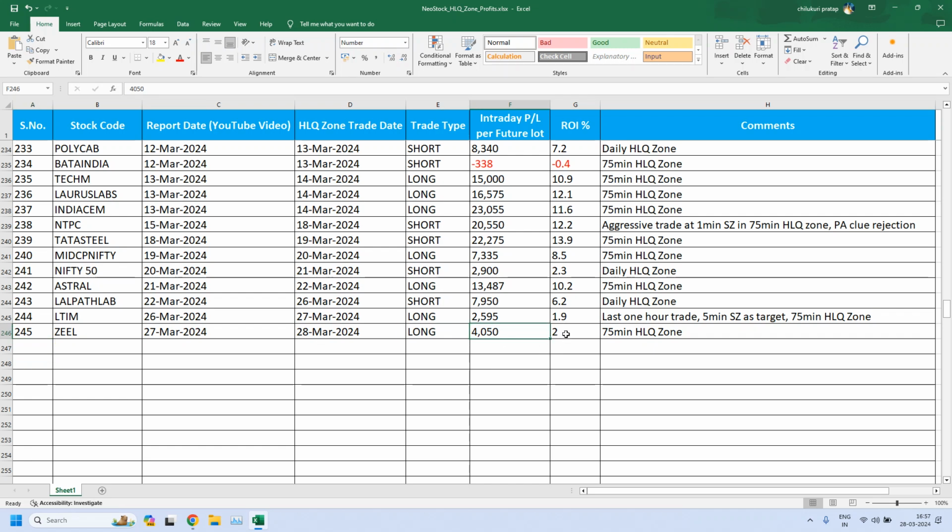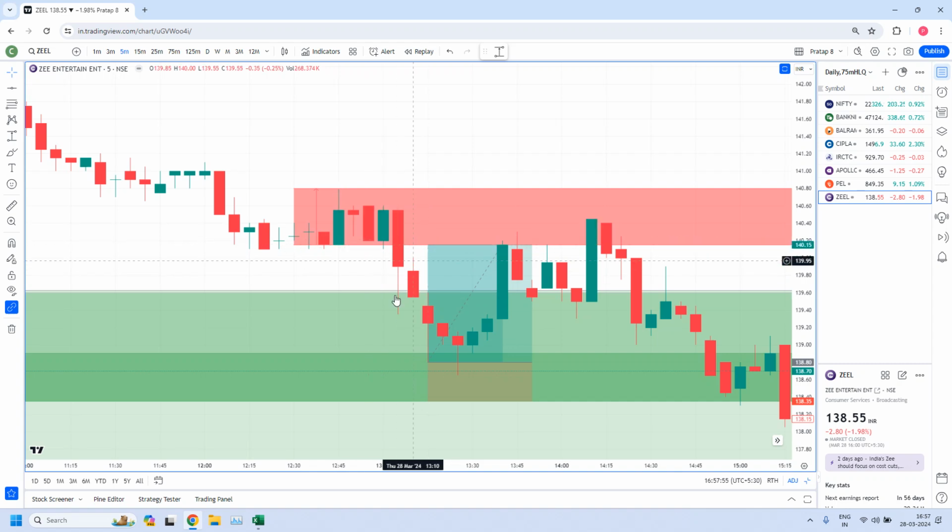But the ROI is less compared to our average intraday ROI for high liquidity zones. The ROI is only 2%. The reason is the 15-minute target zone is very near to our entry, so we didn't get the average 6.1 ROI. From an intraday point of view, 2% is a very good return. From a high liquidity zones point of view, it is a lesser return, because our average ROI for high liquidity zones is 6.1.